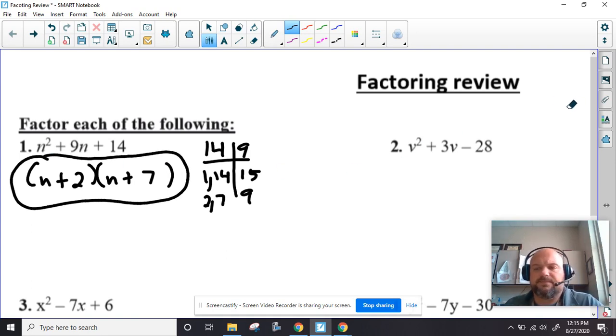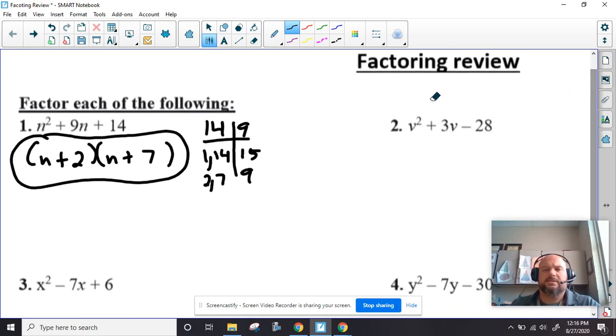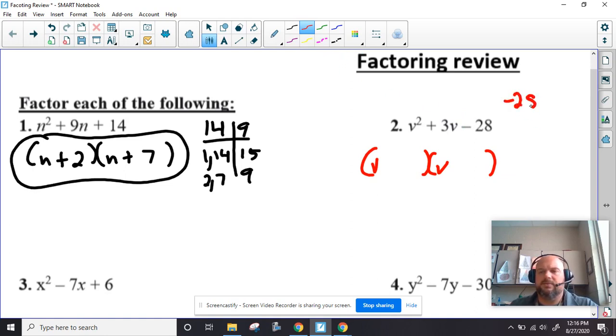All right, so let's look at number 2 here. So start with parentheses always. Negative 28 and positive 3. This means our signs are different. One's going to be positive, one's going to be negative. Because this 3 is positive, that's going to tell us our bigger number is positive.